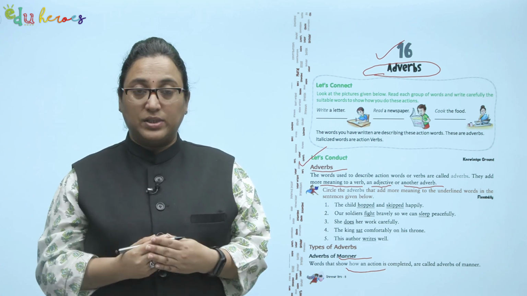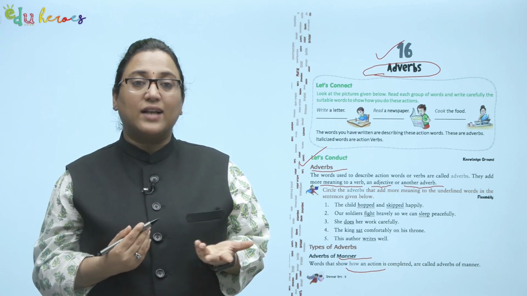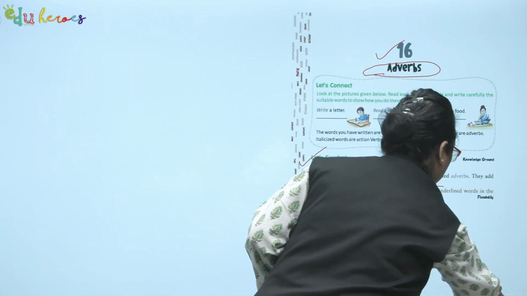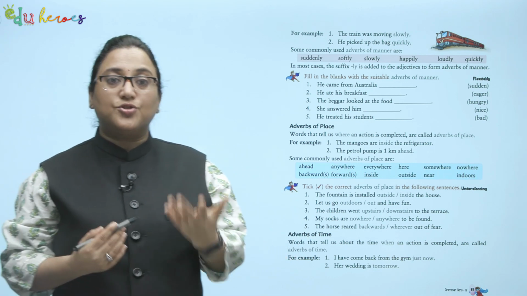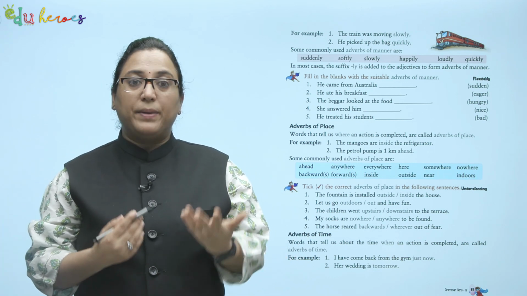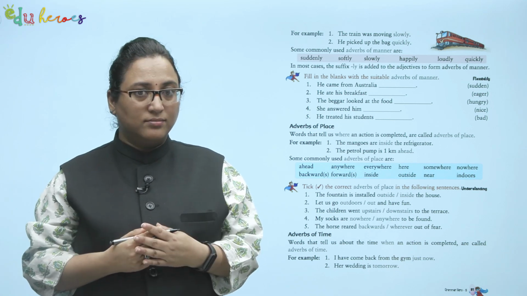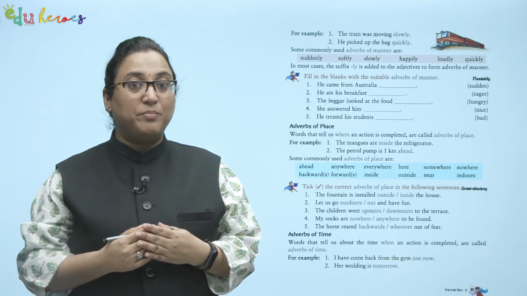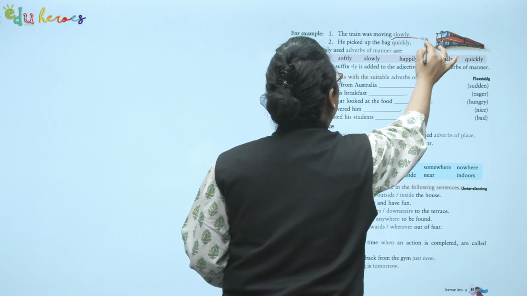How an action was completed, and if you get an answer, that means that is the adverb of manner. For example, the train was moving slowly. He picked up the bag quickly. How was the train moving? Yes, slowly. How did he pick up the bag? Quickly. So, these are the adverbs here.